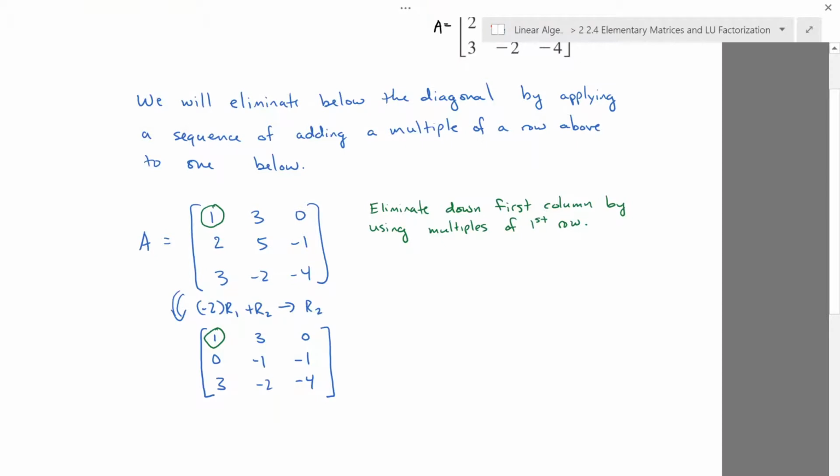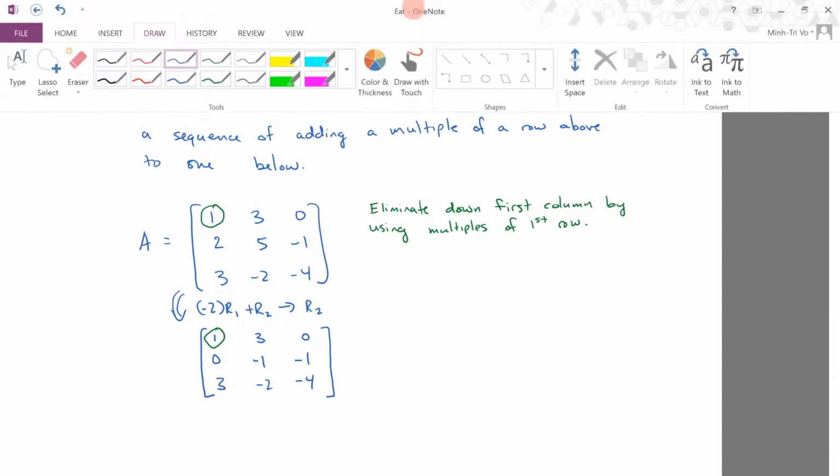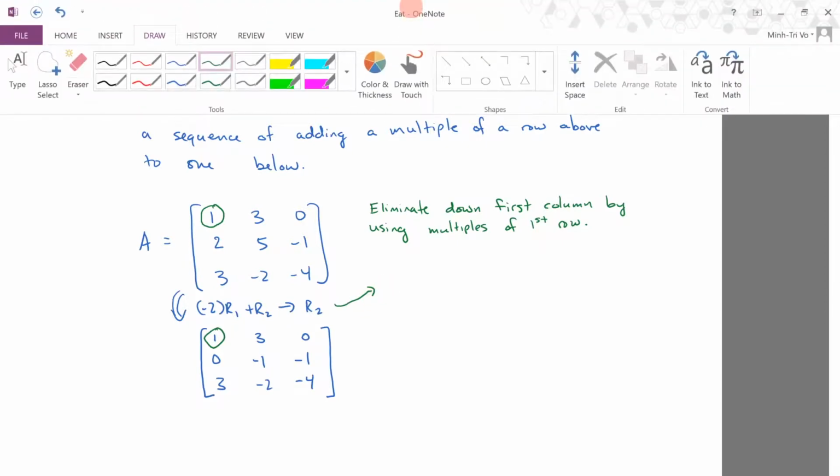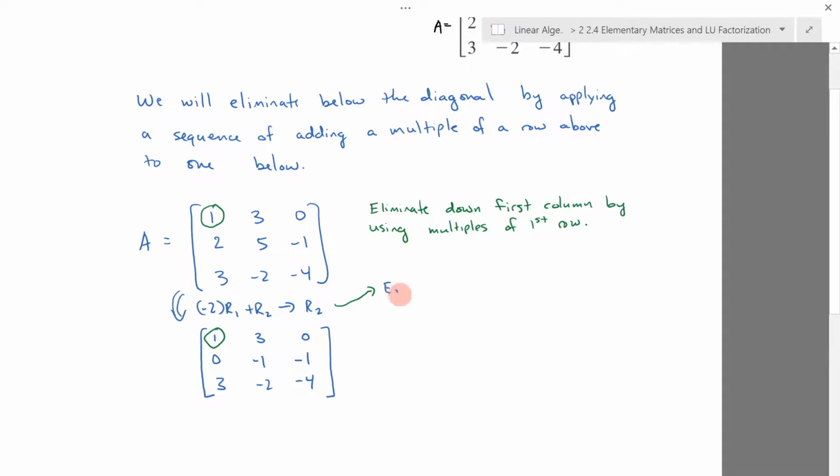So we're going to need to keep track of the elementary matrices, right? This is the first row operation. And so the first elementary matrix, it's the third type, right? So the elementary matrix will look like this. We're doing -2 times the first row and adding to the second row. So a -2 goes in this entry here. Okay, so that's the first elementary matrix.